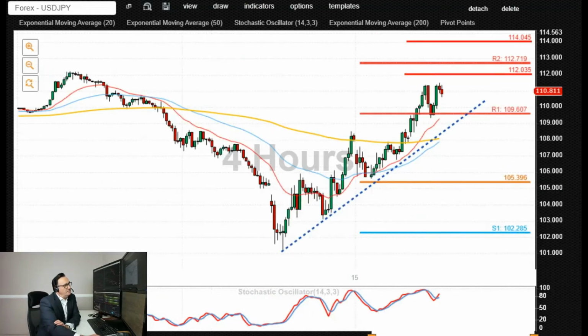Dollar yen moving higher, no surprise yet again. US dollar strength, Japanese yen weakness.